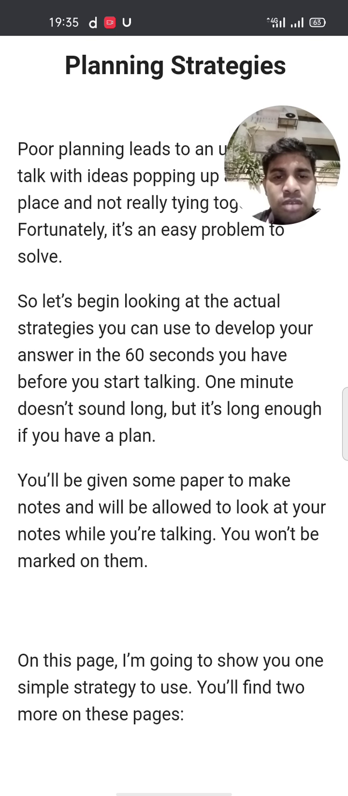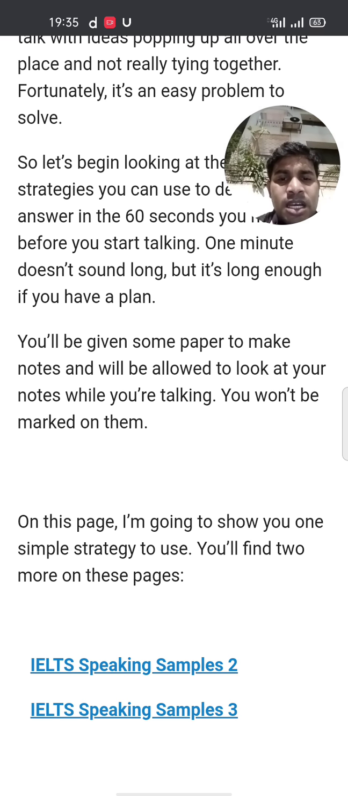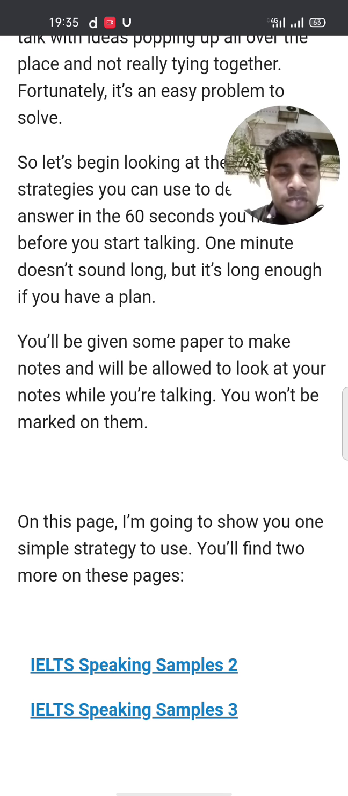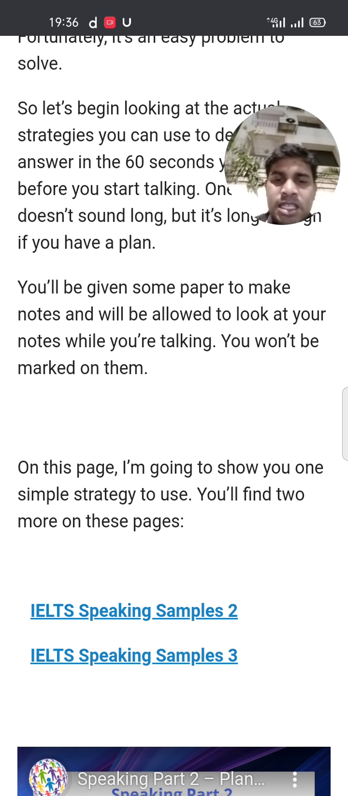Okay, that's very good. So let's begin looking at the actual strategies you can use to develop your answer in the 60 seconds you have before you start your talk. One minute doesn't sound long, but it's long enough if you have a plan. You will be given some paper to make notes and will be allowed to look at your notes while you are talking. That means during your 1 minute planning, you can write some bullet points, the points you are going to discuss. That's what it's saying here.